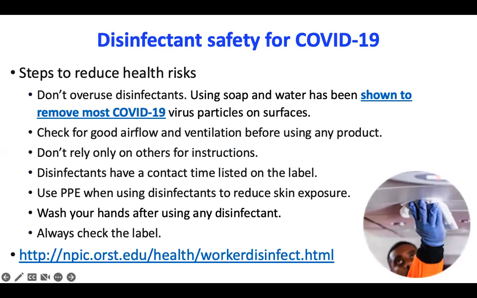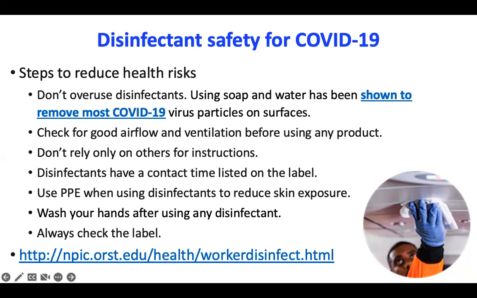So here's some disinfectant safety for COVID-19. If you work with or are around disinfectants, those steps can reduce the health risk. So do not overuse disinfectants. Using soap and water has been shown to remove most COVID-19 virus particles on surfaces, and do not rely only on others for instructions. And we did hear people say, my boss told me I can do this, I can do that. However, what their boss told them was wrong. So always follow the labels.